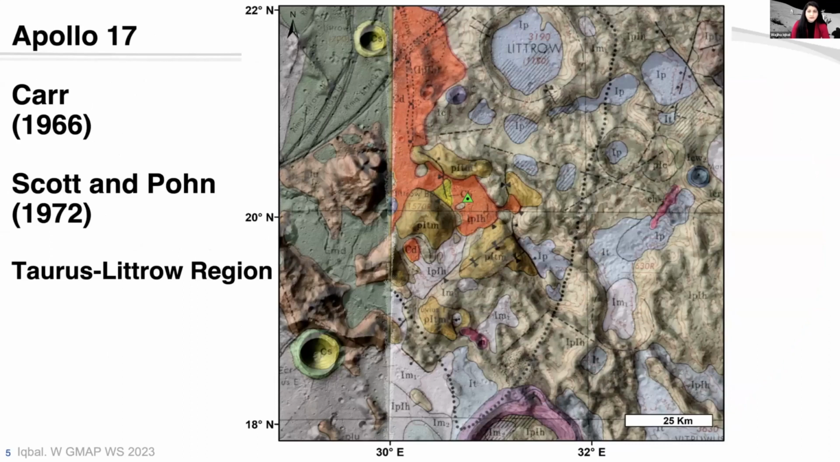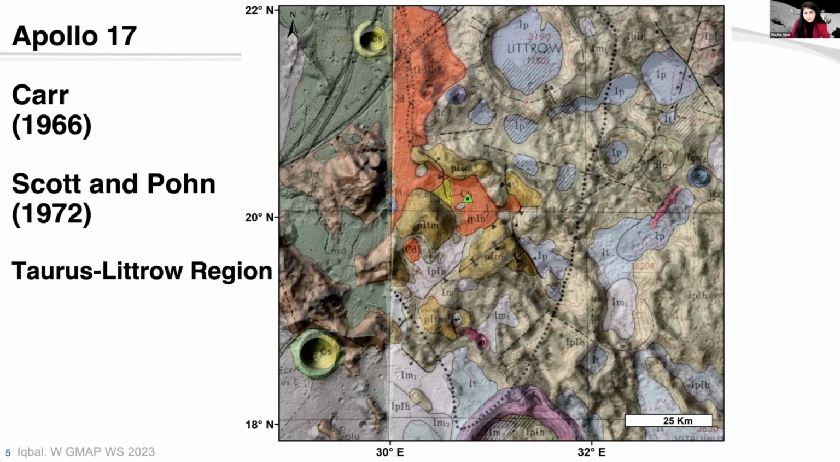So here, what we are seeing is the geological map around Taurus-Littrow Valley. Here is the Taurus-Littrow Valley. This green triangle is the position where the Apollo 17 landing site is, and these are old LSE maps. These are the maps you have seen from the mosaic, and you could see that we have a lot of information already there, but we have a lack of standards.